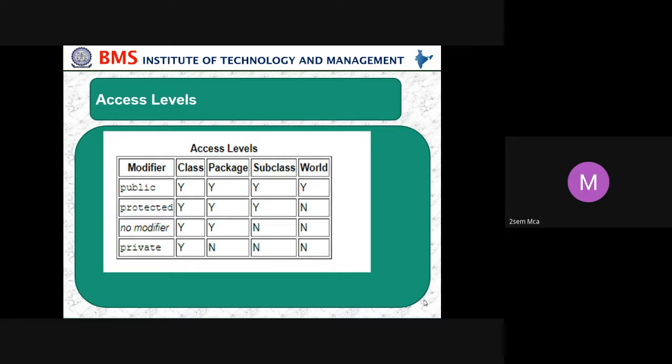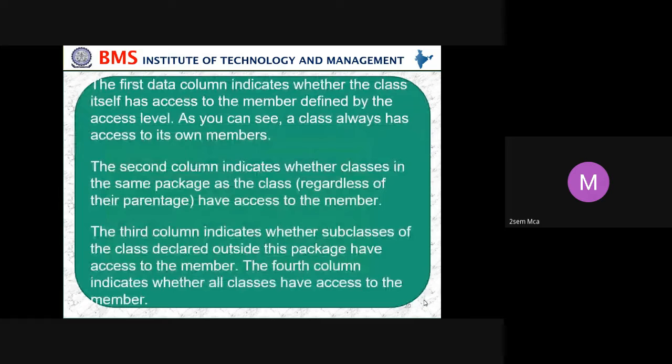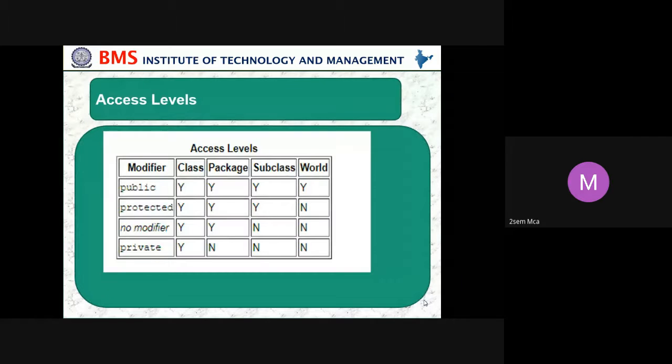In the same way for subclasses: public, yes, we are allowed. Protected, yes, it is allowed. No modifier, the default one, no, it is not accessible. Private, no. That's the reason we are using protected. For the last one, the world: public, yes, anybody can use it. Protected, default, and private cannot be used. Then we saw what each column is doing. You can go through this; it will give you an in-depth explanation of what the first, second, and third columns are doing in the table present here.